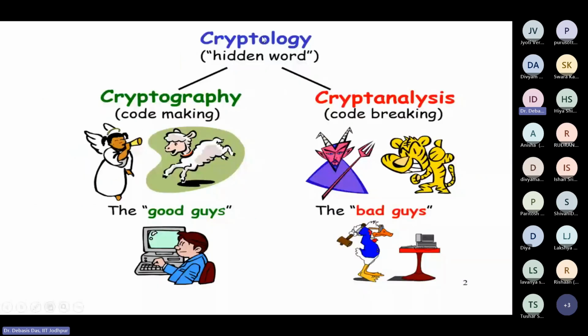So cryptology is divided into two parts, or sometimes we can take a bottom-up approach. We can also say that cryptology means the combination of cryptography and cryptanalysis. So what is cryptography? Here it is code making. So what type of code do we make?